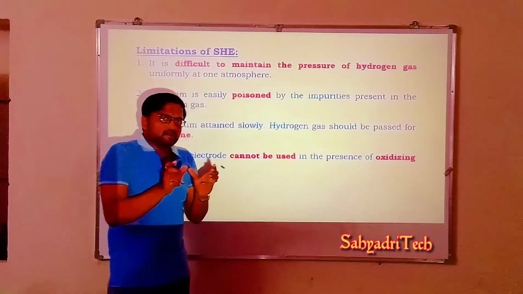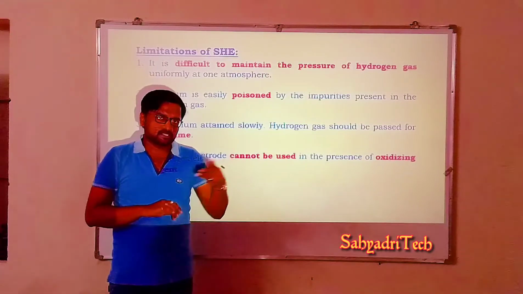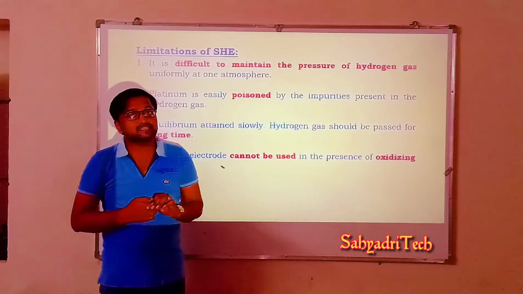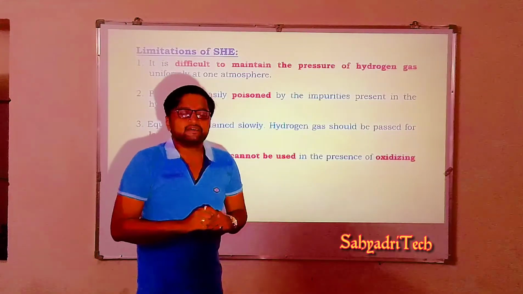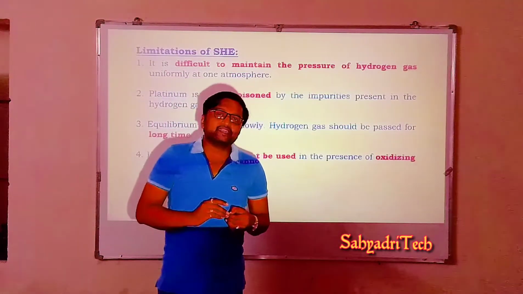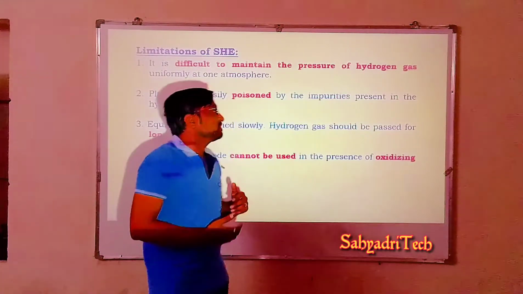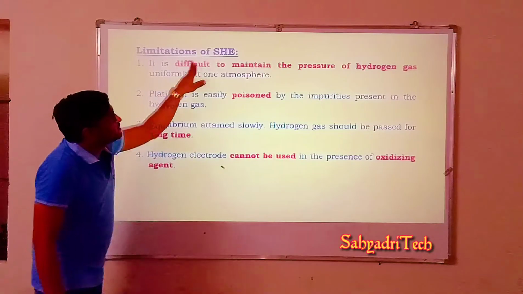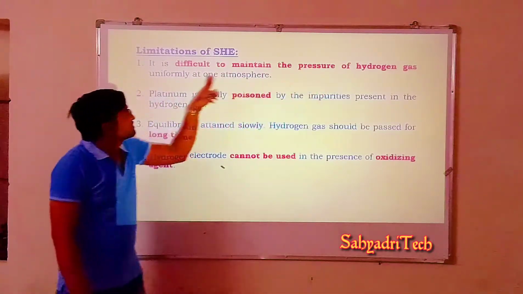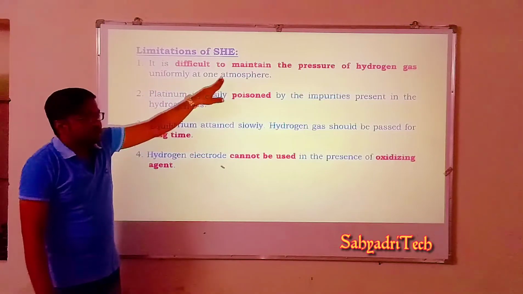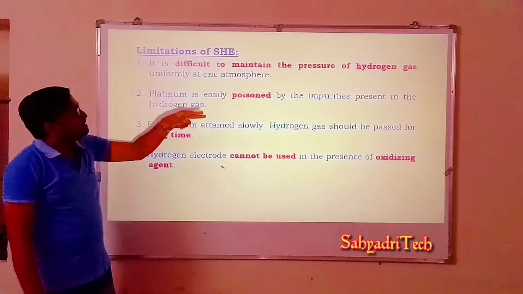Whenever we are using SHE for determining the electrode potential of some other electrodes, what is the necessary thing here? We have to pass hydrogen gas through that inlet, and what pressure must be maintained here? 1 atmosphere. But practically, it is difficult to maintain the pressure of hydrogen gas uniformly at 1 atmosphere. It is the first limitation.